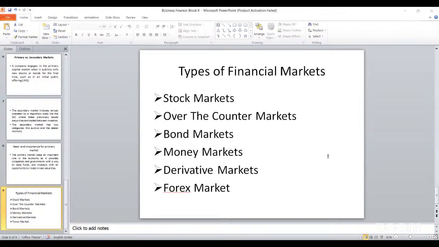Next is the over the counter market. The over the counter market is a decentralized market. What do you mean by decentralized? You have the concept of centralization and decentralization. What do you mean by centralization? Centralization is something which is there in your account. That means you have got some hold of it, wherein you can control it. Decentralization is something which is going out of your control.